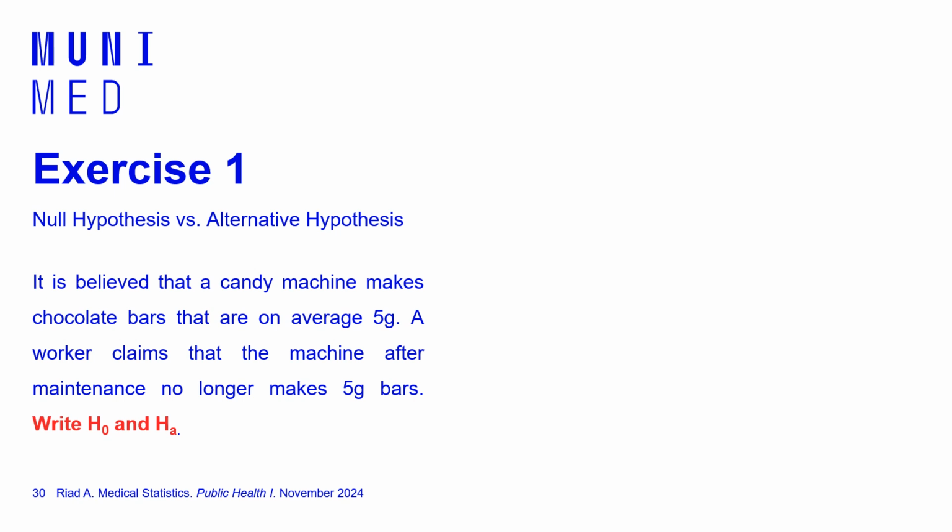So let's see this exercise before we jump to the probabilities. In this exercise, I would like you to think about what the null hypothesis is and what the alternative hypothesis is. It is believed that a candy machine makes chocolate bars that are on average 5 grams. This is the average weight of these chocolate bars. A worker, or a scientist, or a researcher, like any human, claims that the machine after maintenance no longer makes 5-gram bars. So we have an idea that was prevalent, the common idea, which is on average 5 grams, and we also have a new idea that it's not 5 grams anymore.